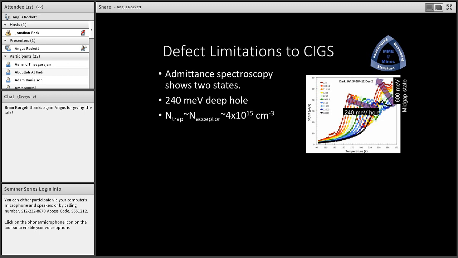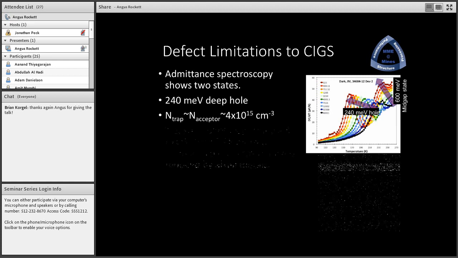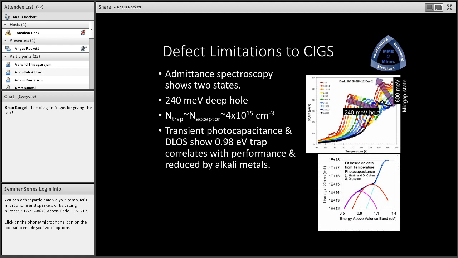The 240 millivolt deep hole trap is pretty much observed ubiquitously in all of these devices. The one here has a concentration of about 4 times 10 to the 15 per cubic centimeter, which probably not coincidentally is about equal to the acceptor concentration in the material. So it may be the same defect giving rise to the primary acceptor in the material that also gives rise to the 240 millivolt hole state.